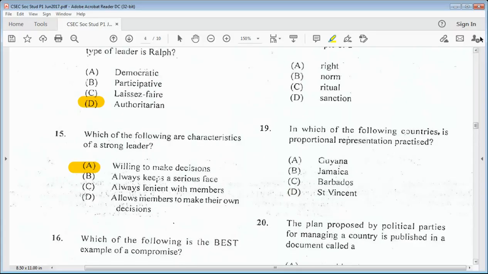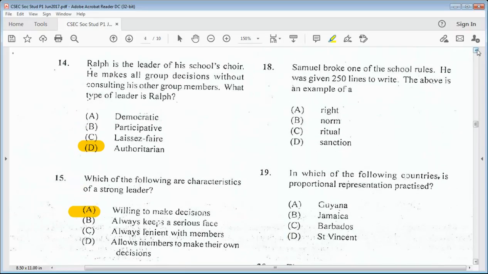Let's go on to number 18. It says, Samuel broke one of the school rules. He was given 250 lines to write. The above is an example of A, a right, B, norm, C, ritual, or D, sanction.